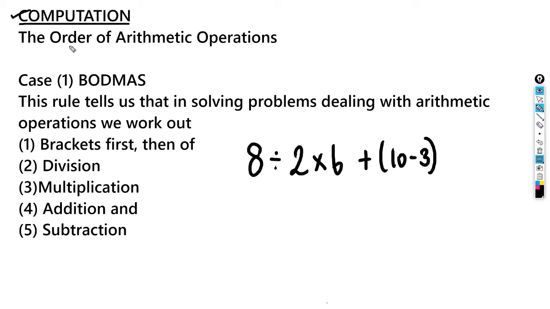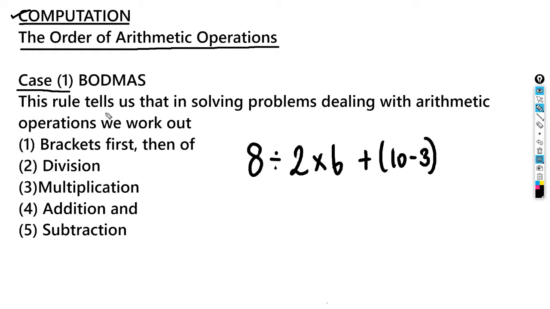So the first thing we're going to look at is the order of arithmetic operations. When we're doing math, we do things in a specific order. We're not just wild, right? We have to do things in a specific order. Case one, we're going to look at the first case here.